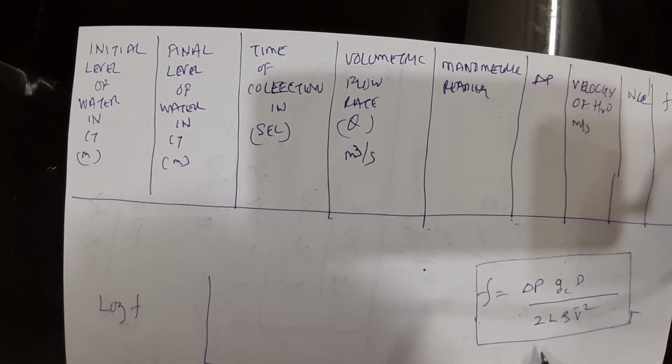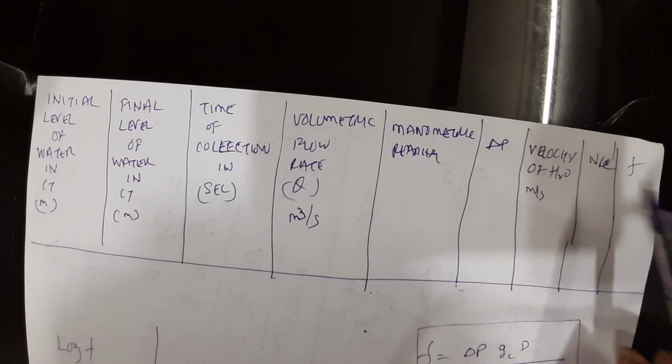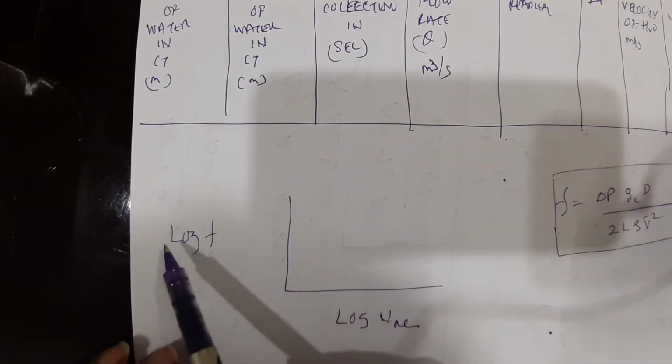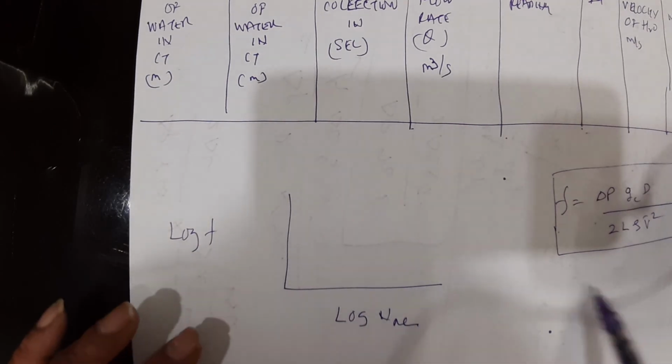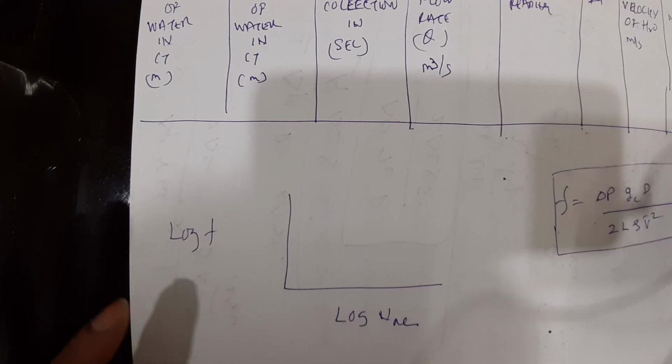And lastly what you will do? Convert these values to log, convert NRE value to log, and these two values only you are going to plot it. Okay. So, and then in the result you will say the variation of log of f with respect to log NRE is plotted in the graph. Okay. Thank you.